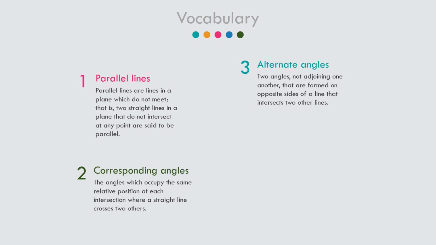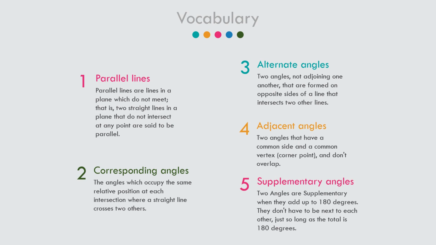with two other lines. Adjacent angles are angles that have a common side and a common vertex, and don't overlap. Supplementary angles are simply two angles that add up to 180 degrees. They don't have to be next to each other, just as long as the total is 180 degrees.